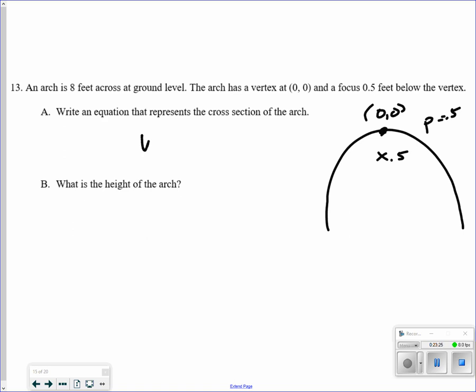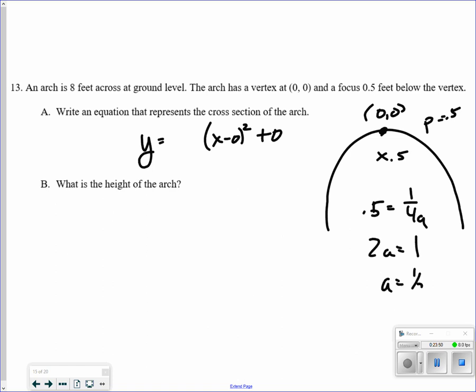So we're talking about a y = parabola, and if you want to put the vertex in, you can, to make sure you understand the vertex, but you don't need it because it is (0, 0). So p is 0.5, and so 0.5 is equal to 1 over 4a. And so a is a half, and because it is downward, we're talking about a negative half.